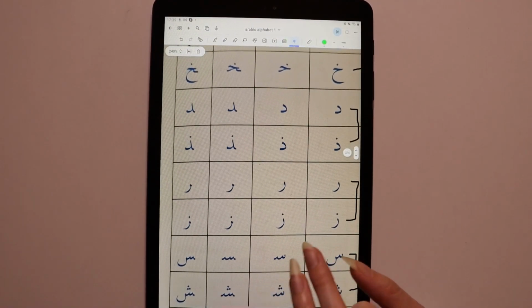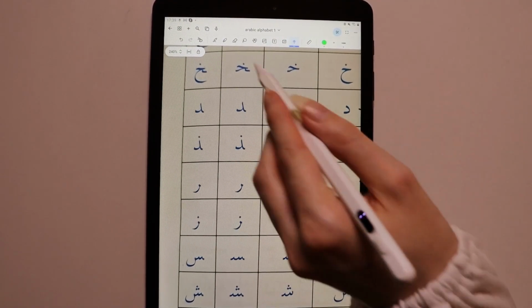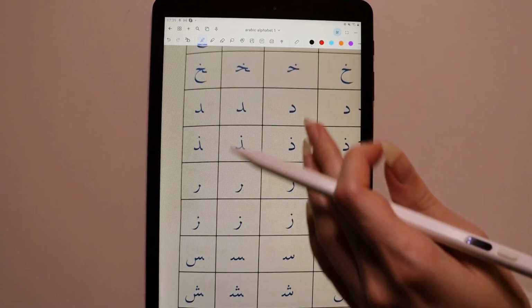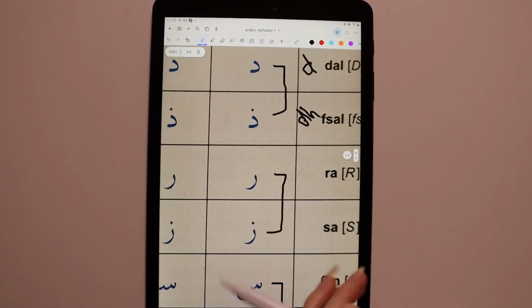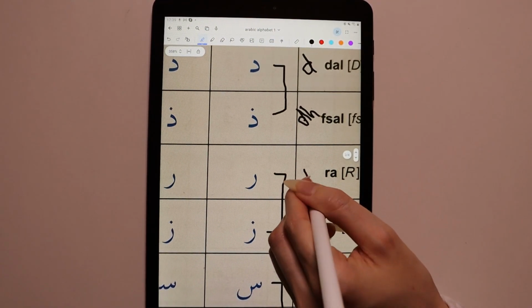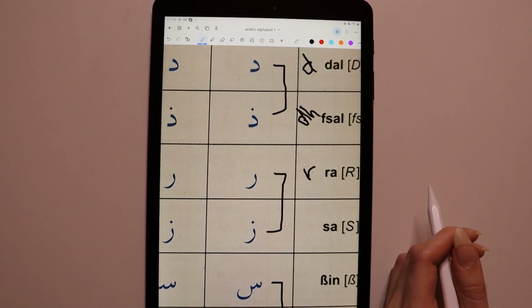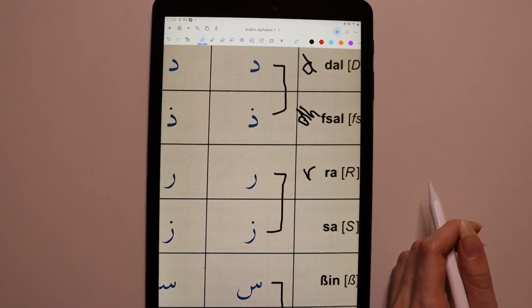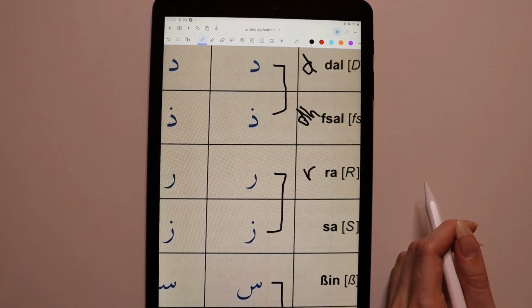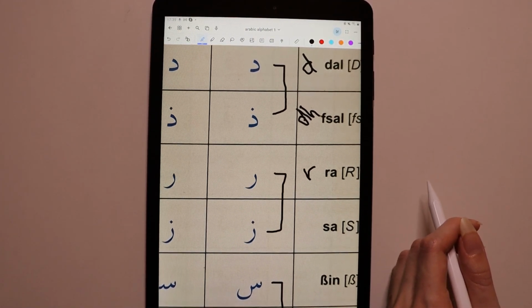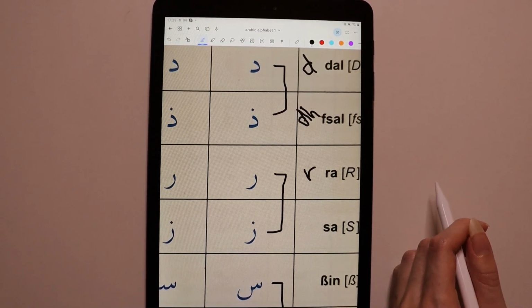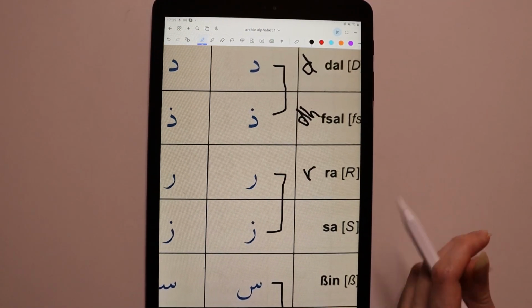Then we have the ra, and the ra is an R, but a rolled R, which I can't really pronounce when I am simply speaking in a soft voice, or when I'm whispering. I can't really roll my R's, and I can't really pronounce R's correctly. This goes for almost all languages.